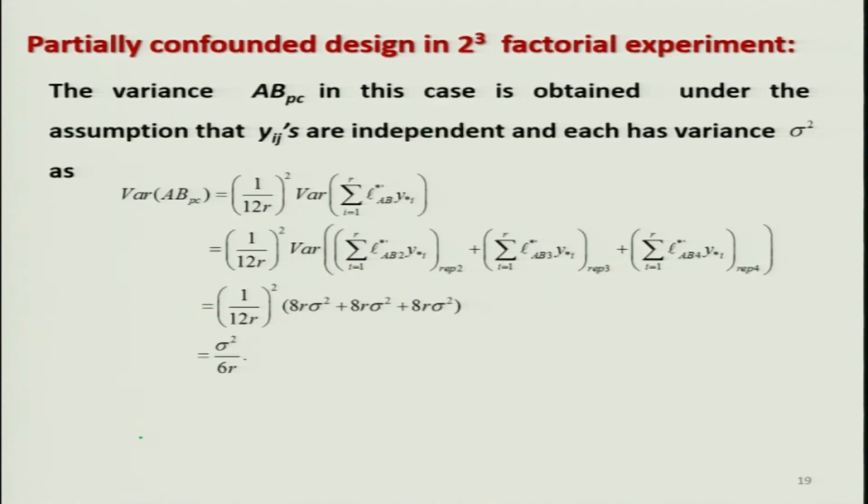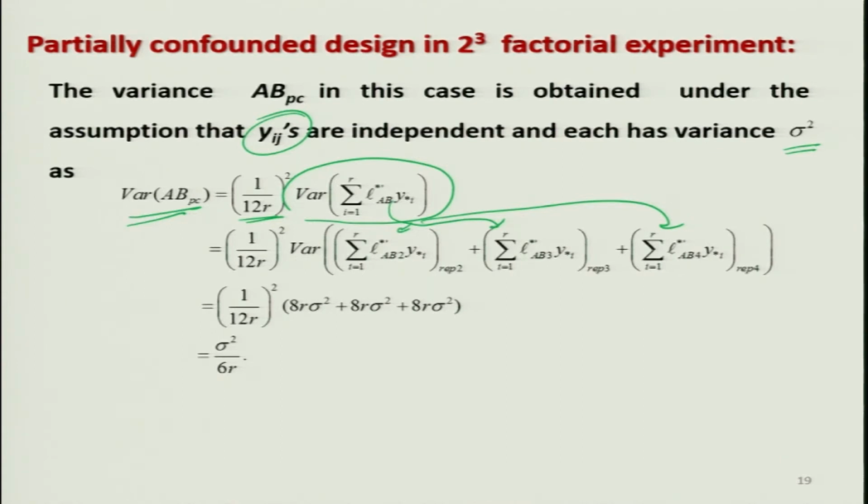Now, similarly, the variance of this AB under partial confounding in this case is obtained under the assumption that the Yij's are independent and have the same variance sigma square. So we can find out the variance of AB under this partial confounding, say 1 upon 12R whole square, and the variance of this entire linear function, summation i goes from 1 to R of L star transpose AB into y star i, and this function has 3 components.